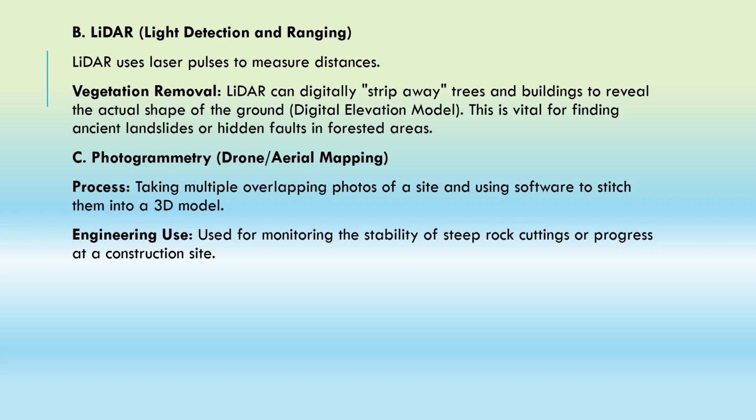Next will be photogrammetry, which uses a drone or aerial mapping. We will be taking different types of photos and overlapping them to get a 3D model. Like when you see a place in 360 degrees on social media, or even in Google Maps, that's how photogrammetry works. It is used to know the stability of steep rock cuttings or slopes at any construction site. So this is how the geoprocessing and geological mapping procedure is carried out.